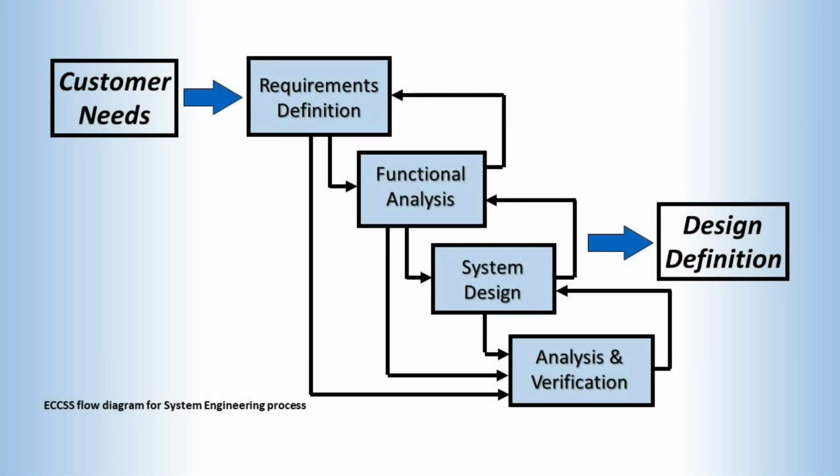When the European Commission on Cooperation in Space Standards tried to outline the system engineering process from the customer's needs to a completed design, they came up with a diagram like this. This starts with identifying the customer's needs as an input, and then progresses through requirements definition, function analysis, and then system design and analysis and verification through a series of interacting feedback loops before outputting the completed system design.